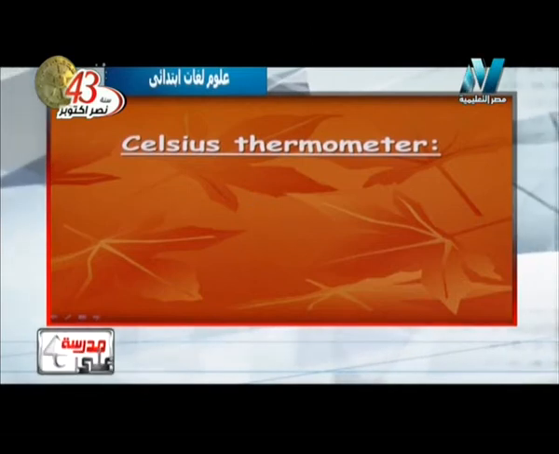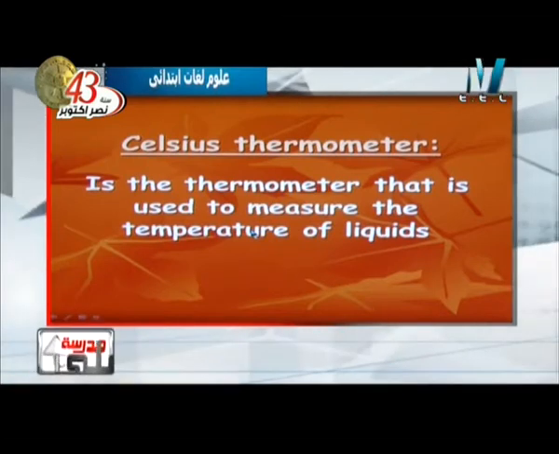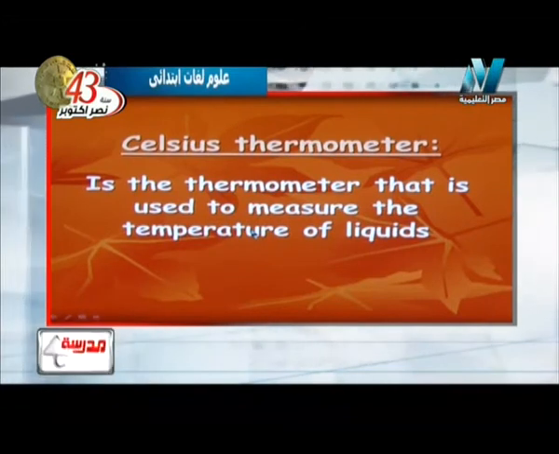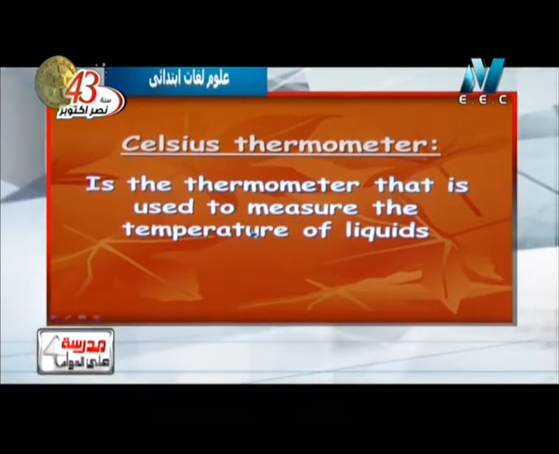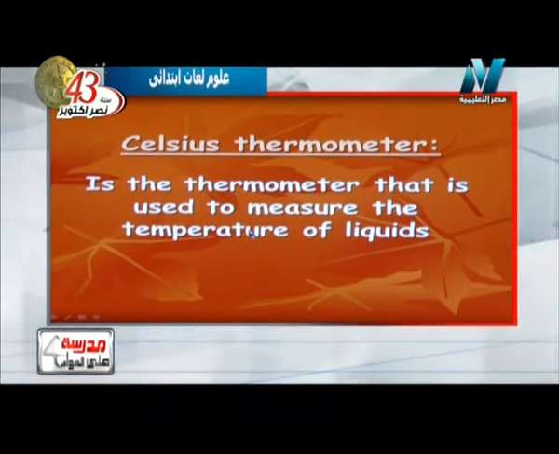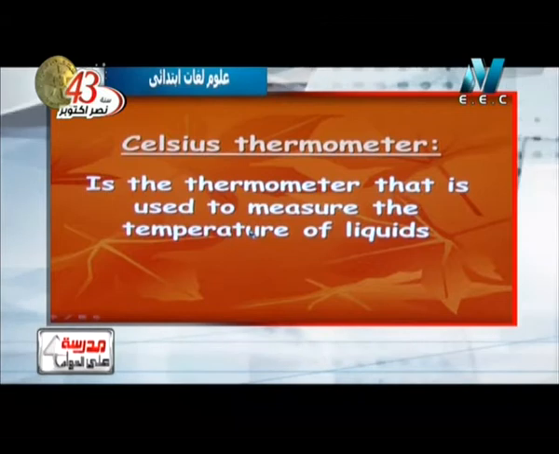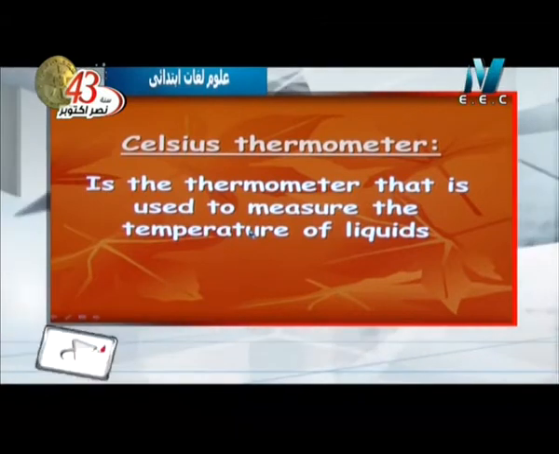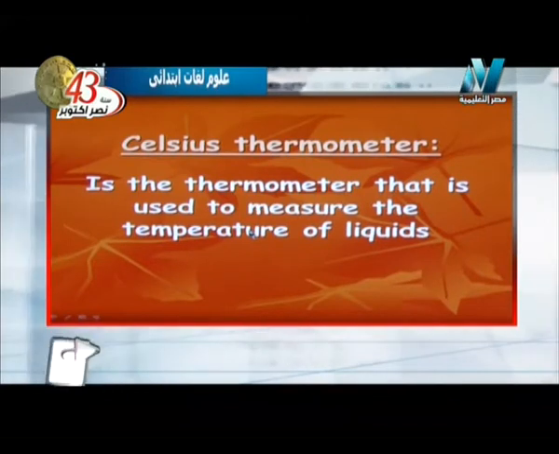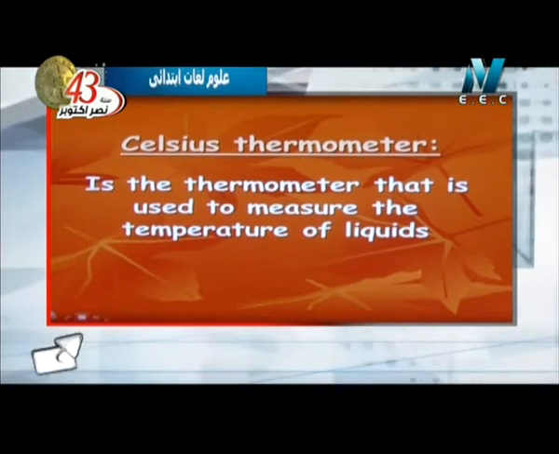So what about the Celsius thermometer? We use it for measuring the temperature of liquids. So we can make a definition. We won't memorize it, but we will understand it and write a definition with our own creative minds. The Celsius thermometer is the thermometer that is used for measuring the temperature of liquids, and it can also be used for measuring the temperature of the atmosphere or atmospheric air.